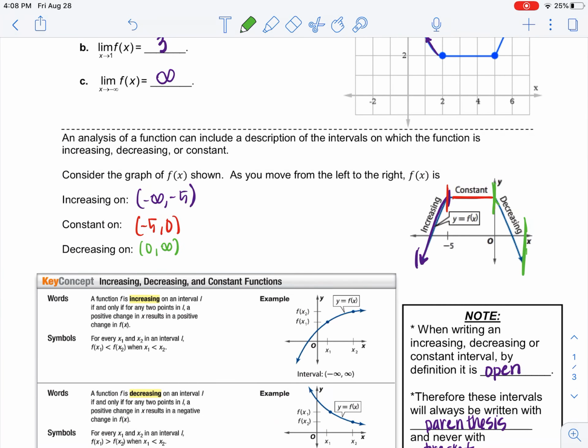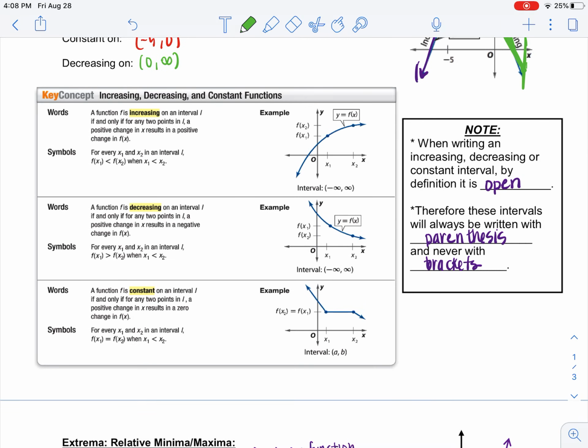So another way of thinking about it is, when you're given the interval, you're going to be given the domain of that piece. Okay, so here it just describes what increasing, decreasing, and constant means, and I just described them to you, so we're not going to read through that.